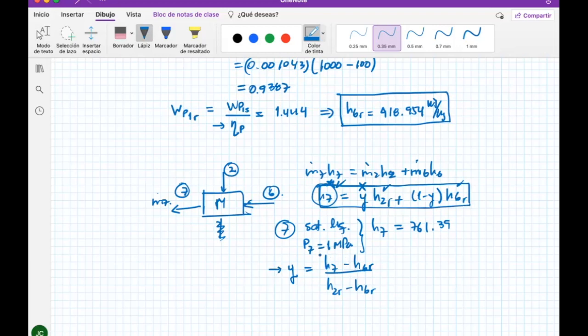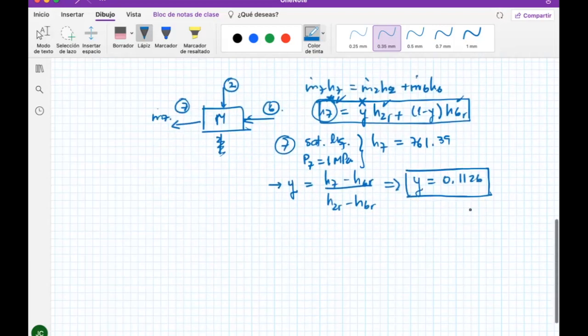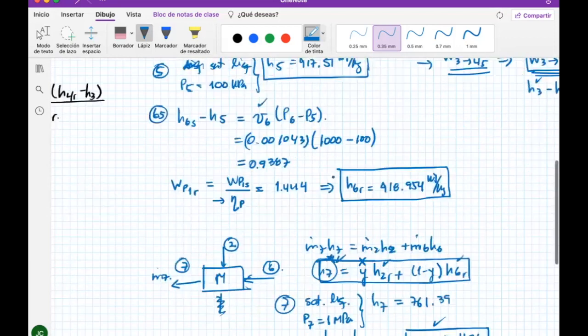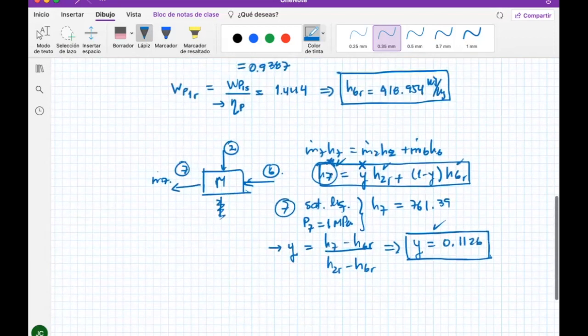So you have everything you need on the right side of this equation. Therefore, Y equals a really small amount, 0.1126. So it's telling you that you don't need to take a lot of steam from the steam turbine, because otherwise you will get into problems with the second pump. Otherwise you will not get saturated liquid. So finally we got this value of Y. Now you know how much Y is just because of considerations of the second pump.